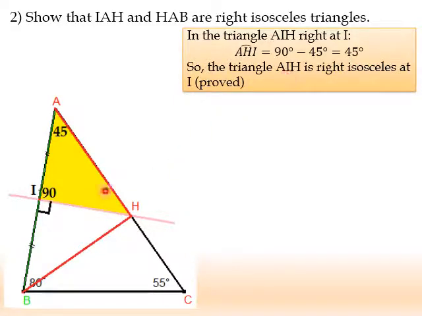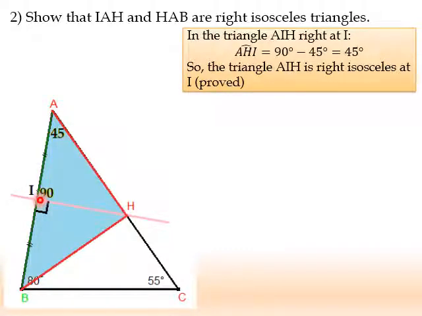Here, since we have IAH equals 45 and IHA equals 45 degrees, these two angles are equal. So I'm talking about an isosceles triangle. These are the base angles. So AH is the base and the main vertex of IAH is I.